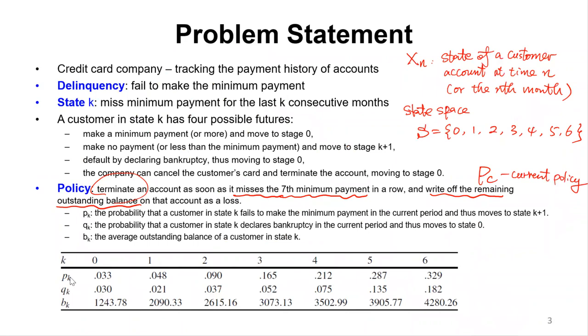And in order to get those, for example, the transition probabilities, we need to collect historical data to analyze how many accounts actually make those transitions, and what's the probability in each state that this transition is going to happen, and also what's the probability to declare bankruptcy, and also the average outstanding balance in a particular state. So those need to be extracted from the data. But you can see how DTMC is applied in this case study.